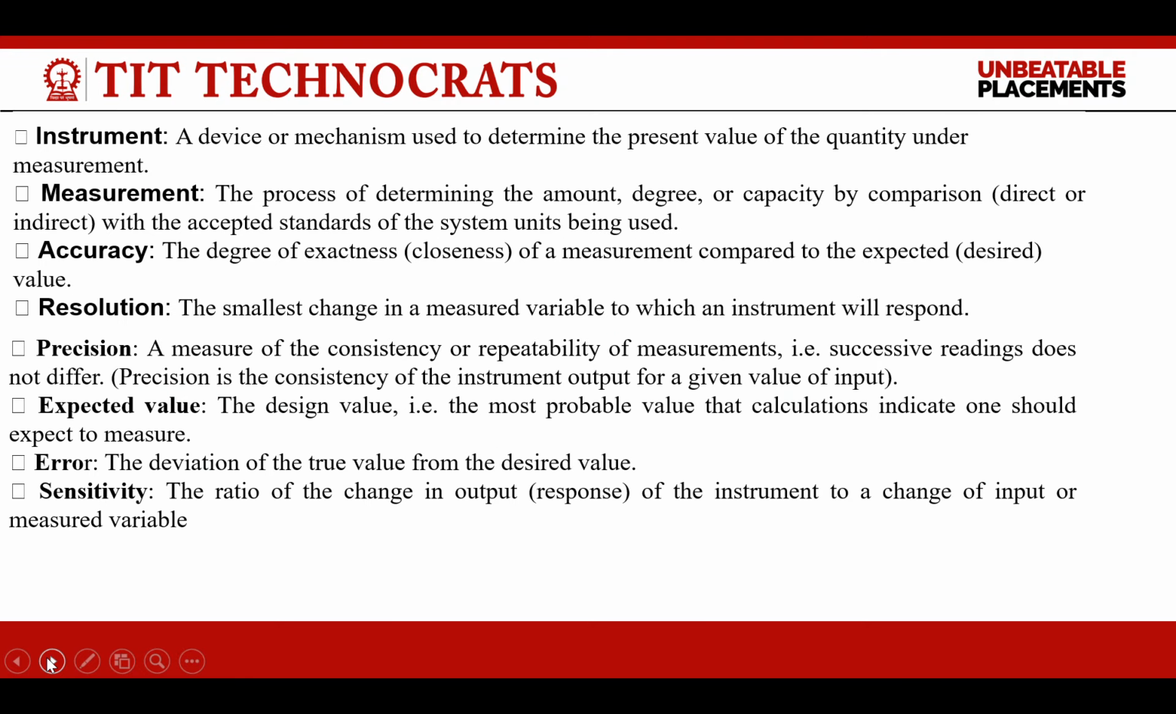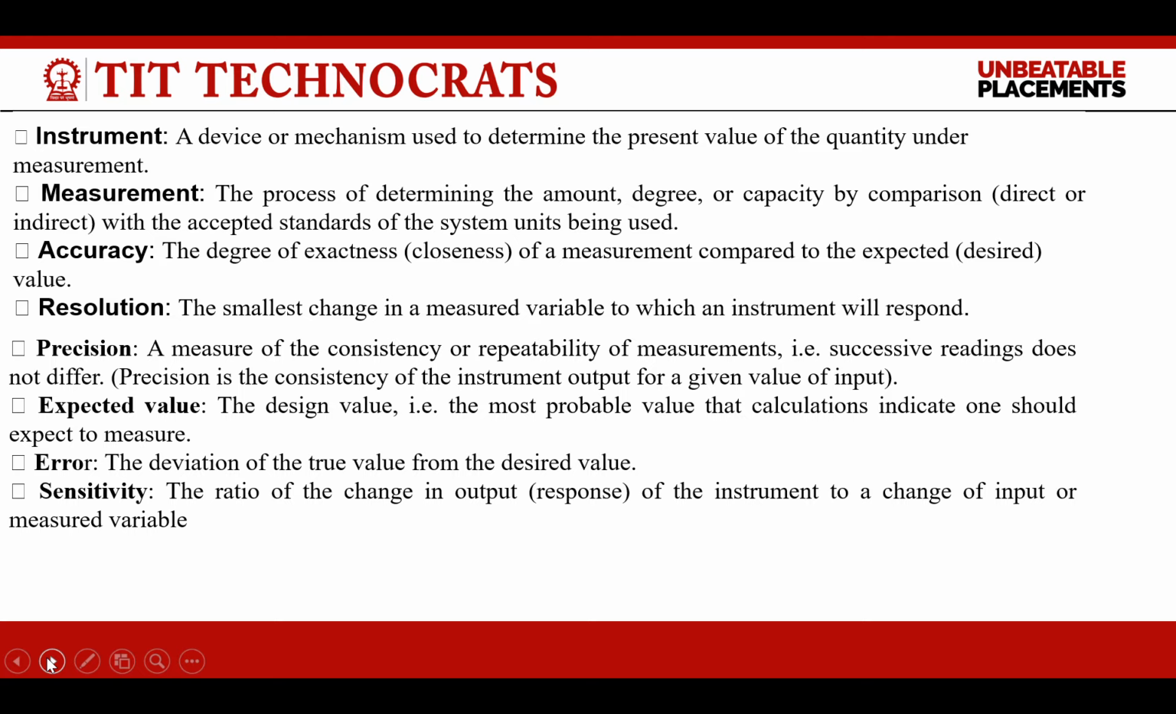Next, the instrument can be defined as a device used to determine the present value of the quantity under measurement. And measurement is the process of determining the amount, degree or capacity by comparison with the accepted standard of the system unit being used. Now accuracy is the degree of exactness of a measurement compared to the expected value. Resolution is the smallest change in a measured variable to which an instrument will respond. And precision is the measure of the consistency of measurement, that is, successive readings do not differ.